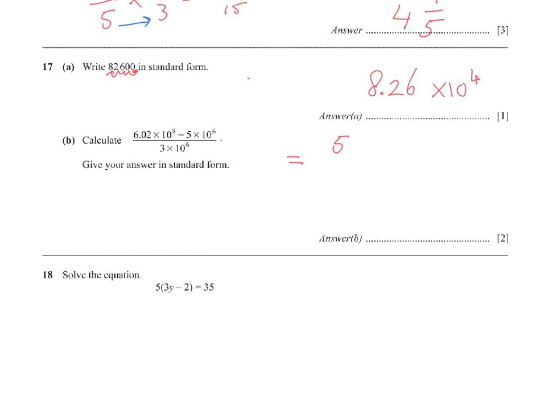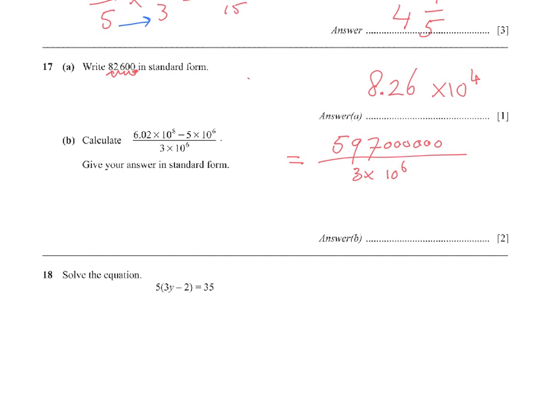And let me write down what I get. I get 597, 1, 2, 3, 1, so 6 zeros over there. And all of that I have to divide by 3 times 10 to the power 6. Okay, but I want to write this down because I want to show some working.